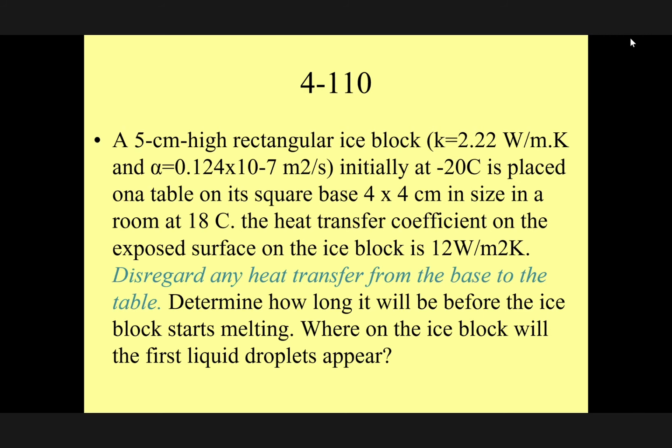I do not know if you solved this problem in the class or not. We have a 5 centimeter rectangular ice block. Therefore, it's rectangular, it means 5 by 5 by 5. And the conductivity of the ice is 2.22. And alpha is equal to 10 to the minus 7. Initially at minus 20 degrees, it is placed on a table on its square base. The room temperature is 18.